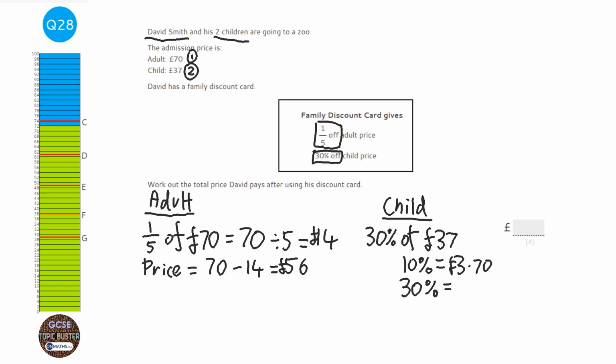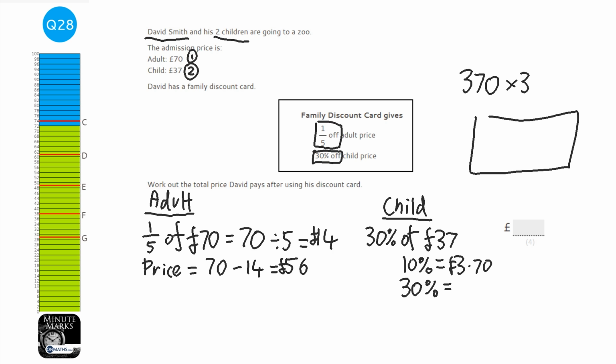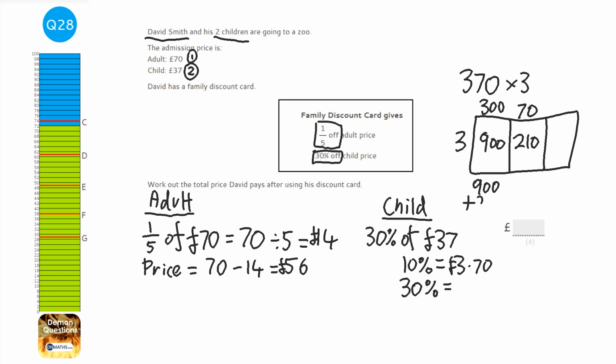Let's have a think. I could do 370. I could do it in pence, and then just times that by 3. So 370, and then I can just do times 3. So I can do a little grid. And if this is on the calculator, then obviously you just type it into the calculator. And obviously that's going to be 0, so we don't need that one. So it's 900. That's 21 with a 0. So 900 plus 210. 0, 1, and then 11. So that's going to be £11.10.